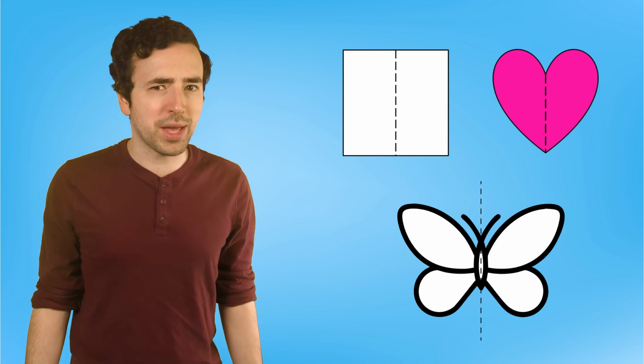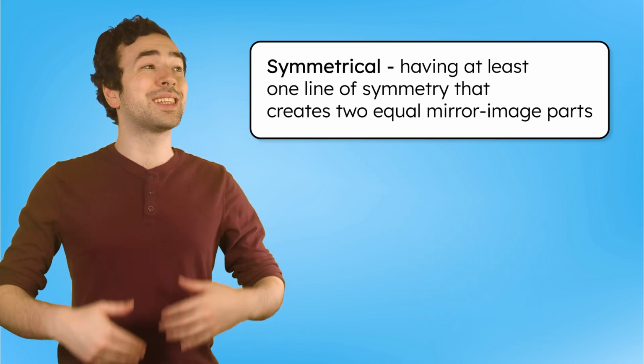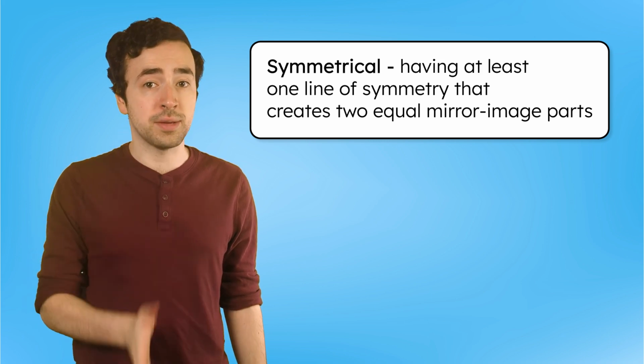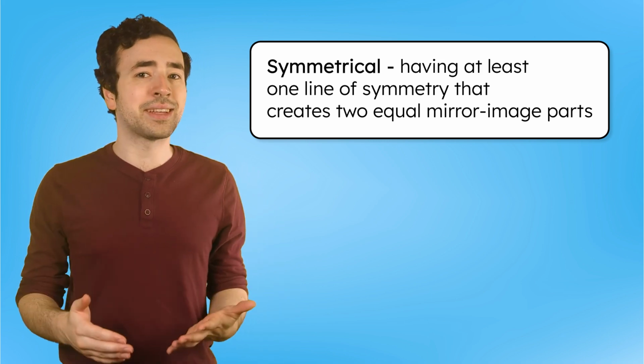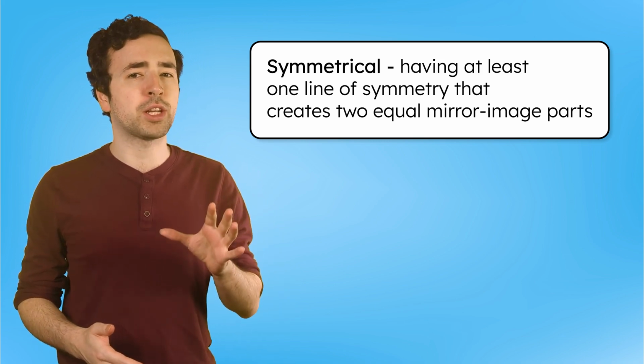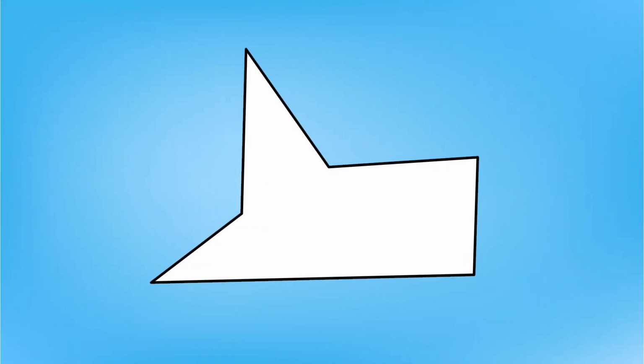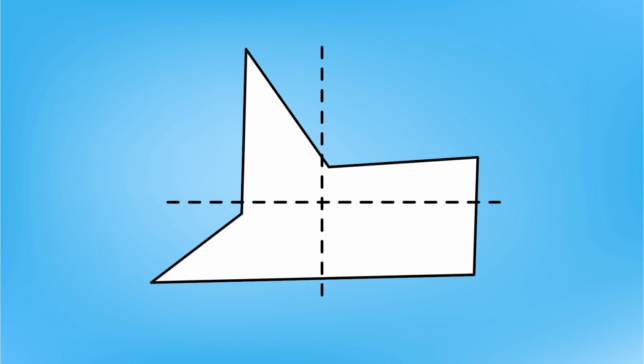You might have drawn a square, a heart, or even a butterfly's wings. A shape is called symmetrical if it has at least one line of symmetry. We can draw a dotted line on the shape to help us picture the fold and determine whether it's symmetrical or not. What about this shape?